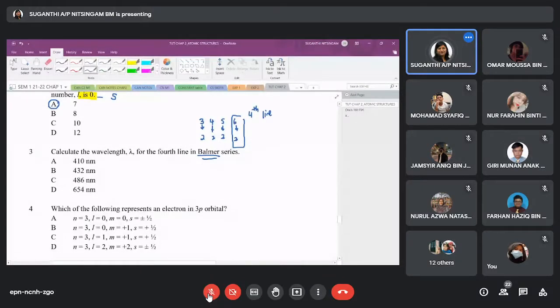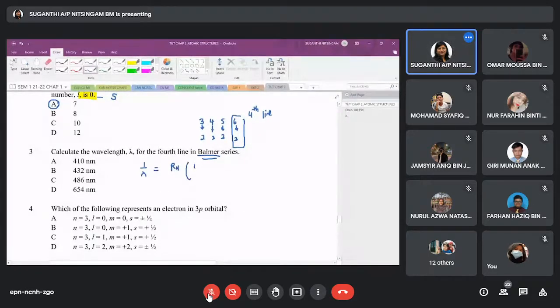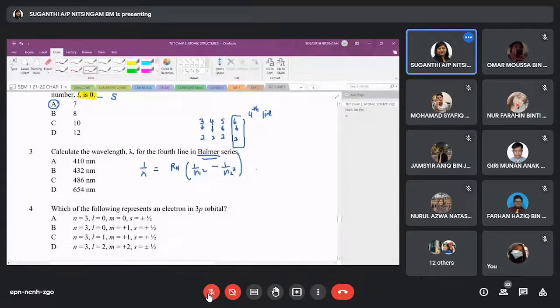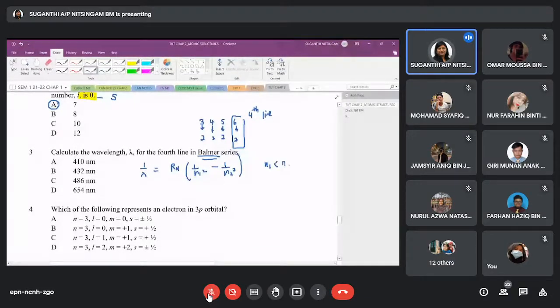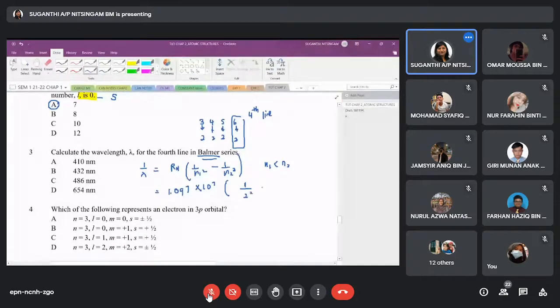Ni fourth line. Okay, so kira 1 per lambda equals to RH times 1 over N1 squared minus 1 over N2 squared. N1 must be smaller than N2. So kira 1.097 times 10 to the power of 7, 2 kuasa 2.